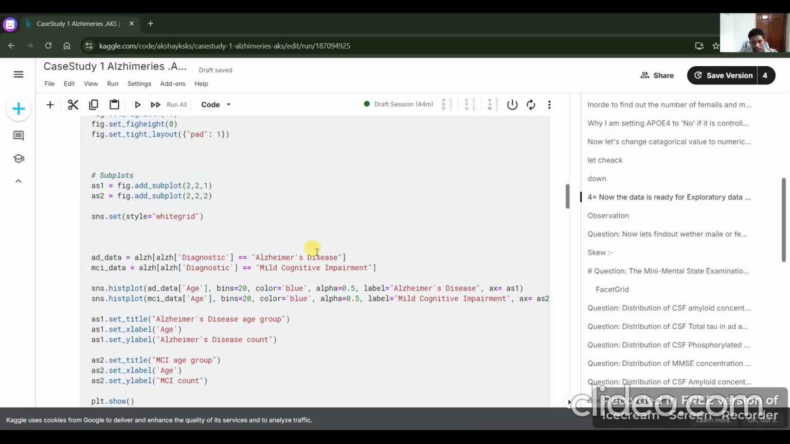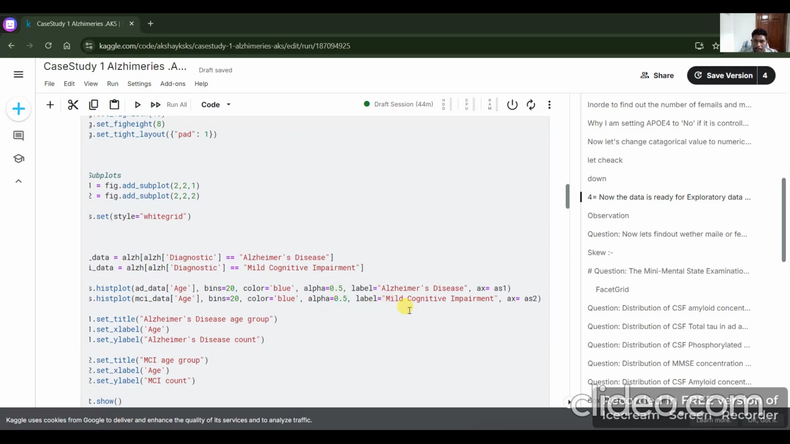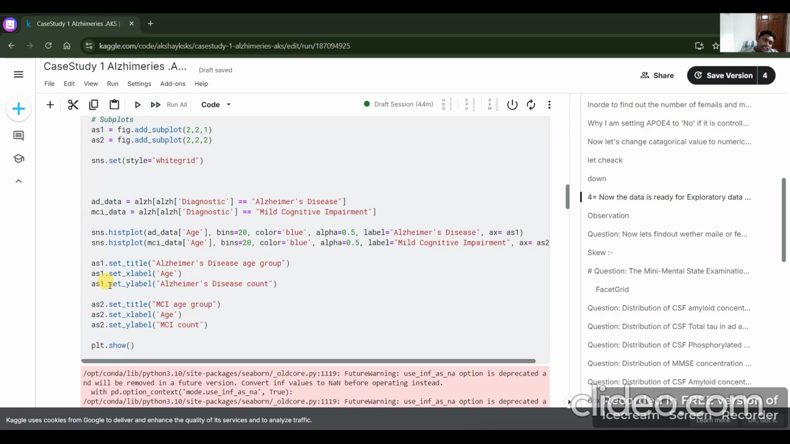Alzheimer's disease data and MCI data, MCI impairment, and then as a histplot, adding the histplot diagram, we can find the histplot with bins 20, color blue, alpha 0.5, label Alzheimer's disease, and then histplot for MCI with bins 20, color blue, alpha 0.5, label MCI.